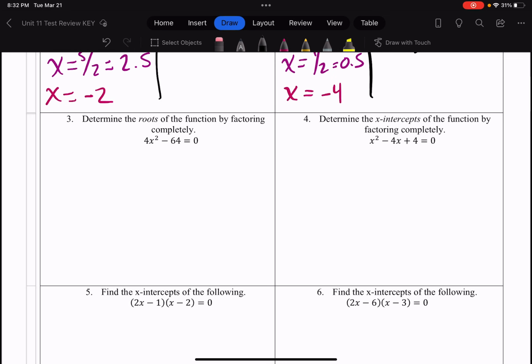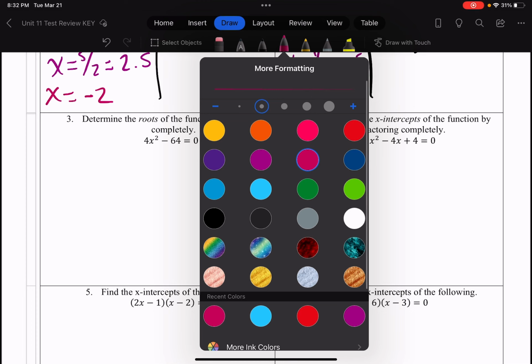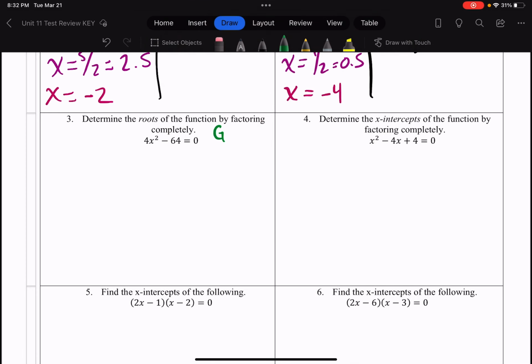The next one we want to do is solving by factoring, because number 3 says determine the roots of the function by factoring completely. So when we factor, the first thing we always look for is a greatest common factor. So in this case, my greatest common factor is 4. So I'm going to factor out a 4 from both terms. And that's going to leave me with 4 times x squared. And then 64 divided by 4 is going to give us 16. So I got x squared minus 16 equals 0.